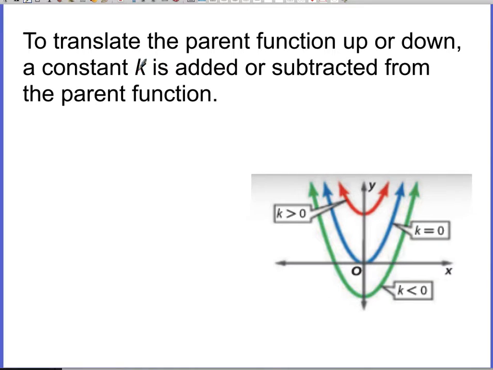So we're going to use the letter k in our equation. And by the end of the lesson today, we're going to have a new formula that we know, a new type of equation, a new formula. And the letter k is going to stand in that formula as moving our vertex up and down the y-axis. Okay, so when we add to the parent function, we're going to move up the y-axis. When we subtract from the parent function, we're going to move down the y-axis.